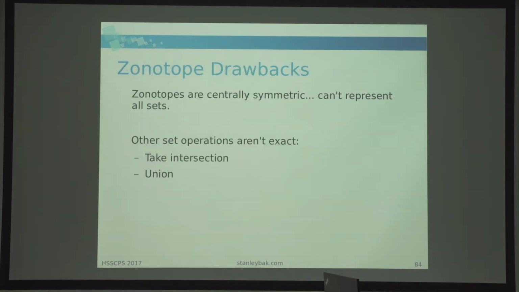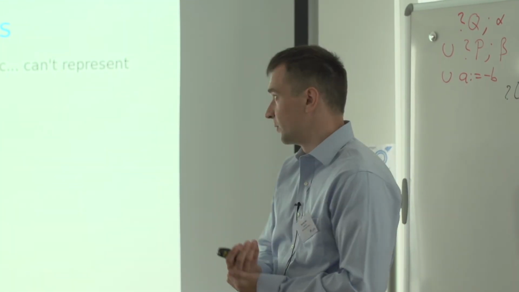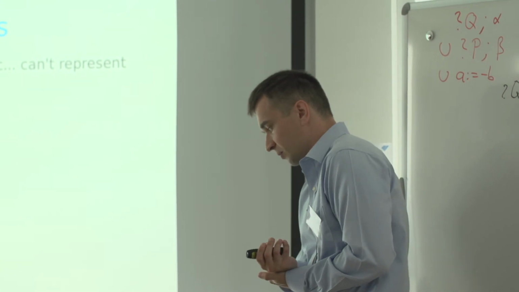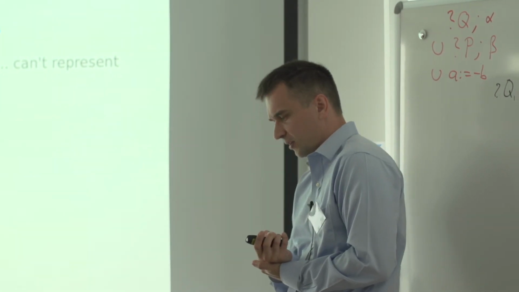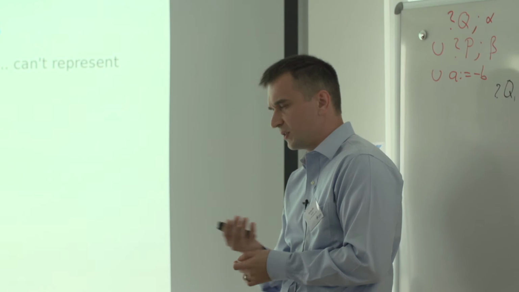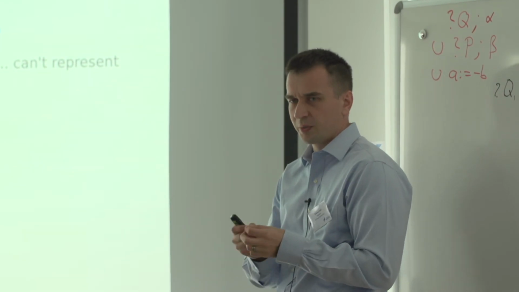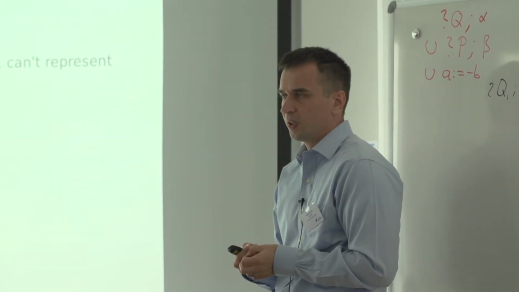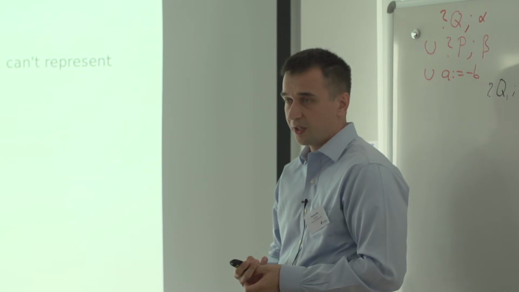So zonotopes are neat, and they scale to higher dimensions, but there are still some drawbacks of zonotopes. One of the things you may have noticed is the way zonotopes are defined. They're always centrally symmetric because you always have this property of generator coefficients between plus or minus 1. And not all initial sets of states are like that.